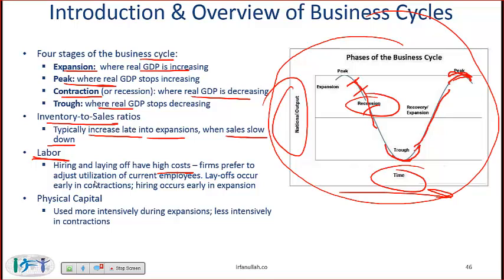So as the work starts increasing, rather than hiring new people, what most firms would rather do is just make existing people work harder. And only once a firm is convinced that the economy is out of a recession and the economy is growing, only then will a firm actually hire. Layoffs occur early in contractions, and hiring occurs early in an expansion. Physical capital is used more intensively during expansions and less intensively in contractions.